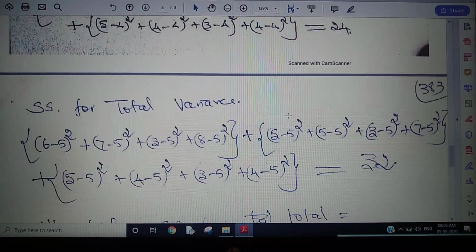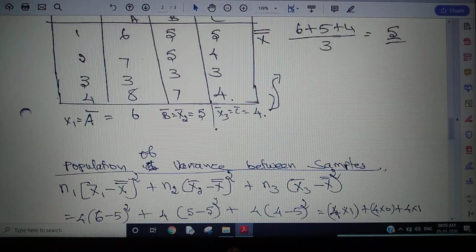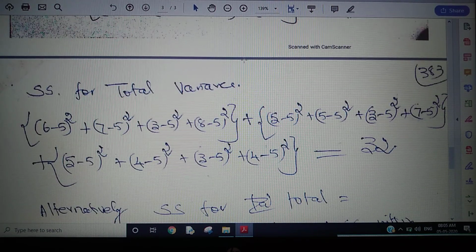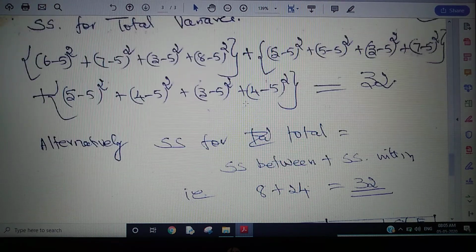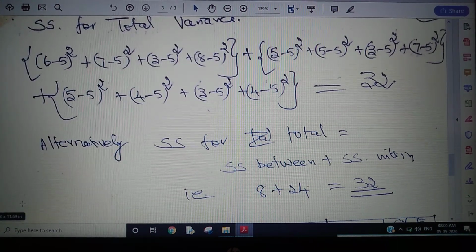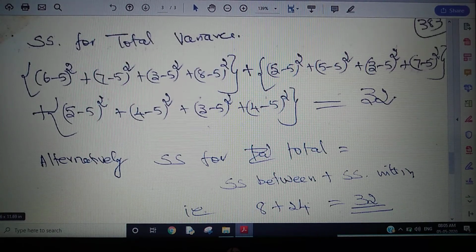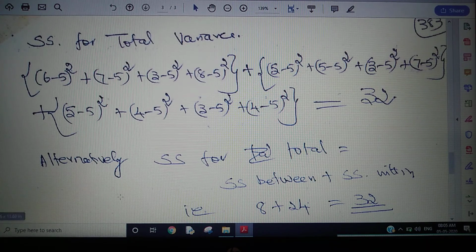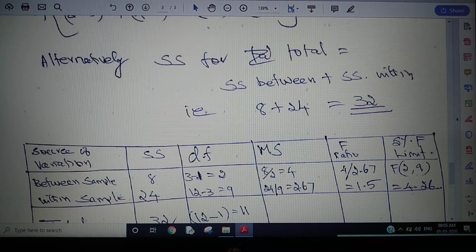And the total variance again uses the individual values x1, x2, x3 minus x double bar. So 6 minus 5, 7 minus 5, 3 minus 5. That will give the total variance. Alternately, SS for total is SS between samples plus SS within samples. So 8 plus 24, that is 32.